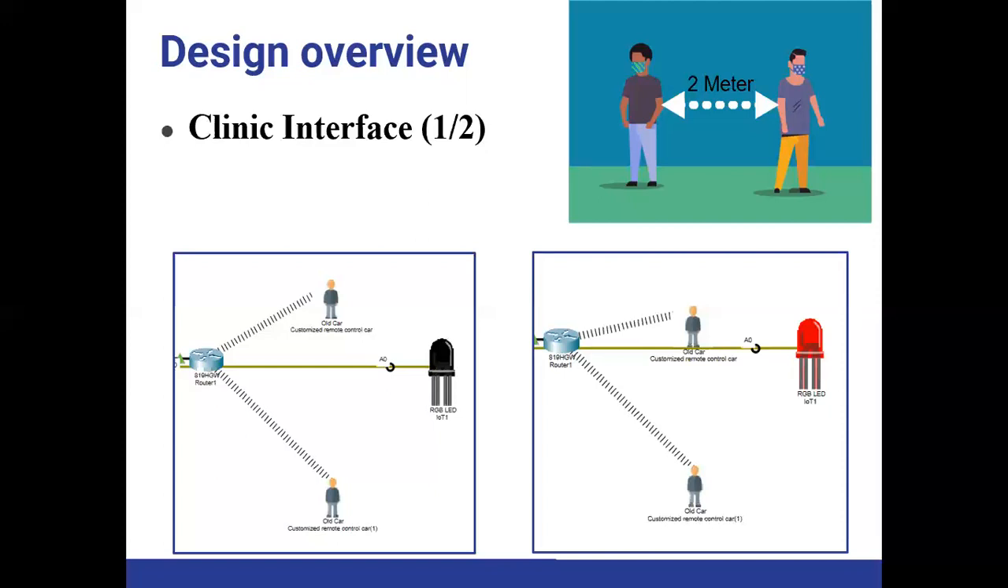For example, if this patient tries to get close to the other person, an alarm will go on whenever the distance between these two patients is less than 2 meters. If it is more than 2 meters, this alarm will stay off. Whenever they become closer, at less than 2 meters, this alarm will go on.